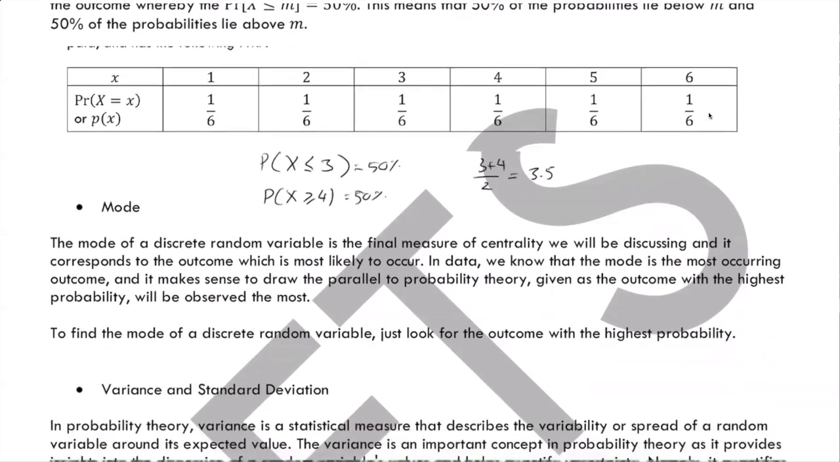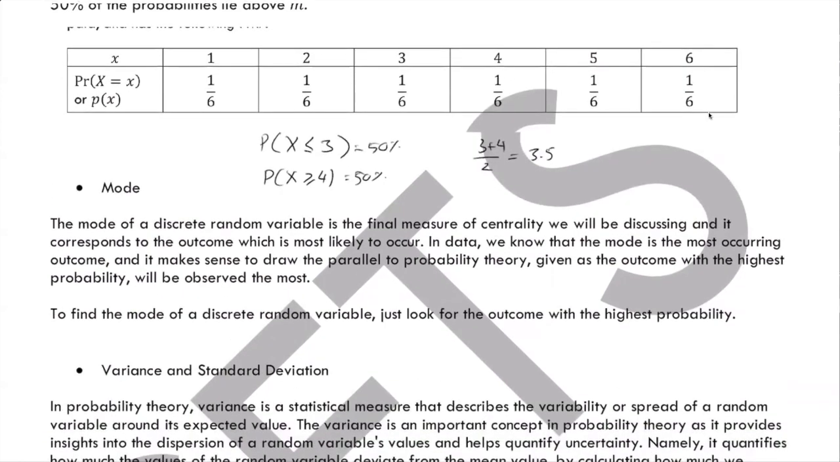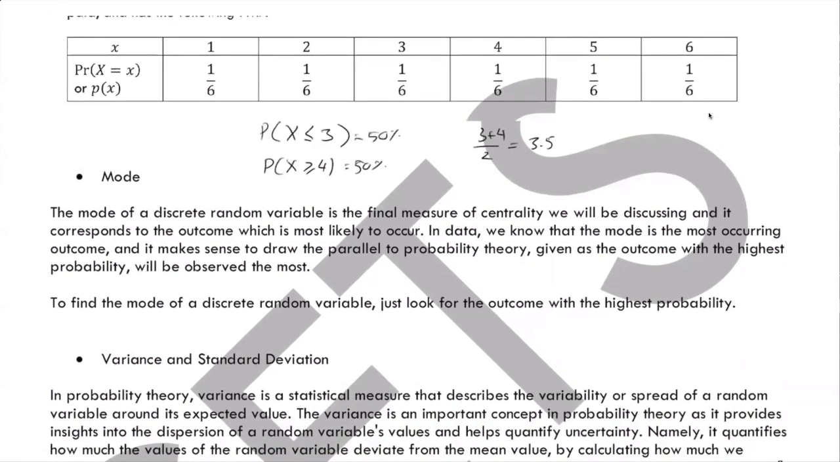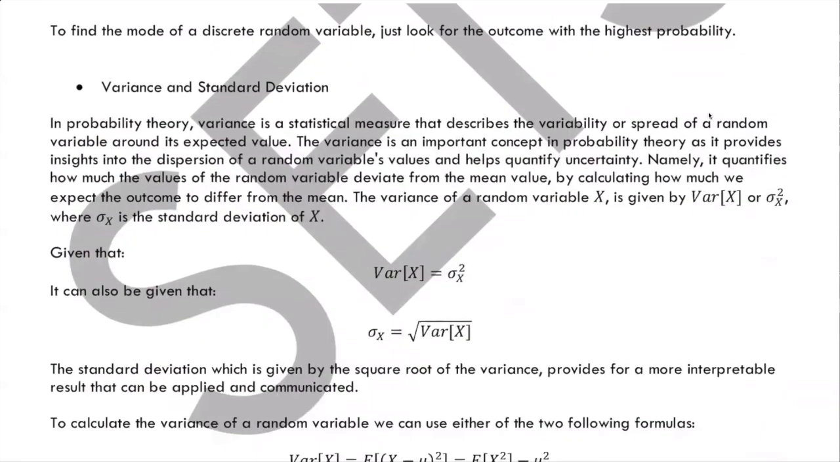Your mode is just your most occurring score. Which one's going to occur the most? The one that has the highest probability. Kind of makes sense. If there's a 99% chance that you're going to land on heads, what do you think is going to show up the most times? Heads. That's it.